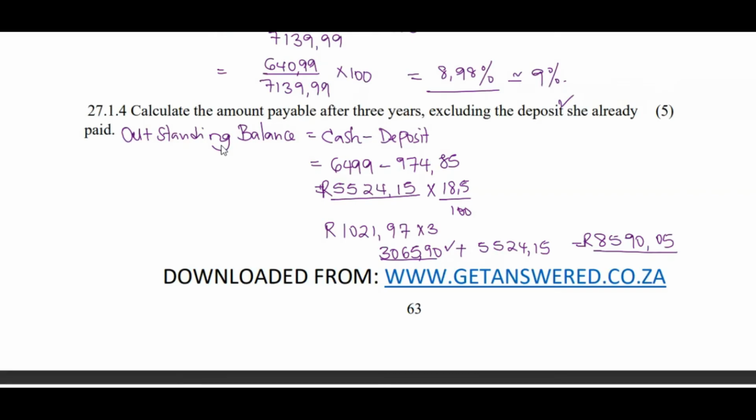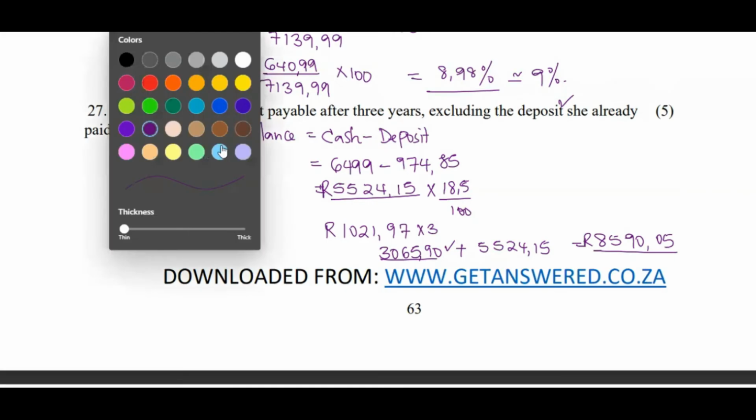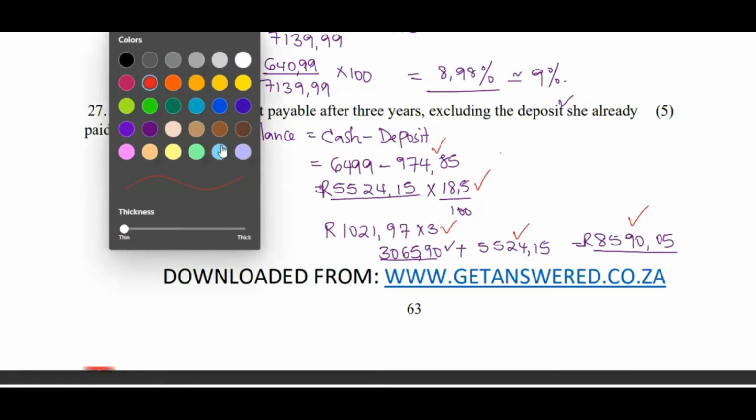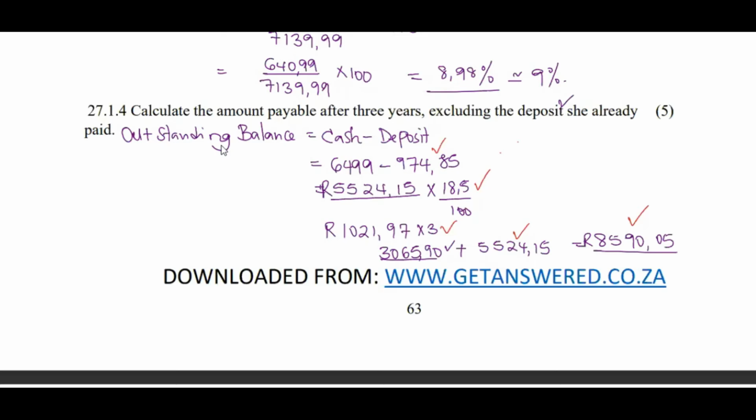How did you do excluding deposit? Here we are. So how do we get the 5 marks? You excluded the deposit. You looked for the interest. You accounted for the 3 years. You added onto the amount. You got the right answer. 5 marks. Remember, we do not use formulas in mathematical literacy. Do not use formulas.